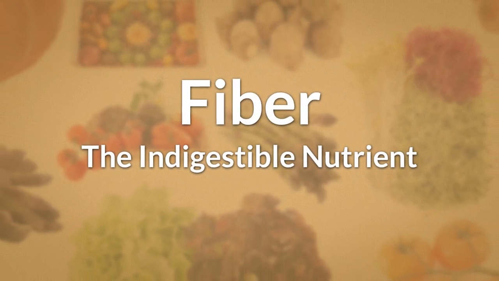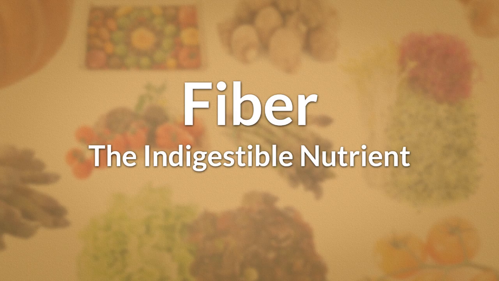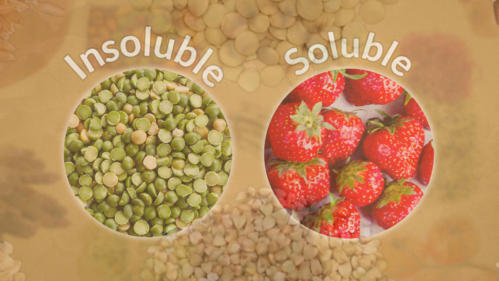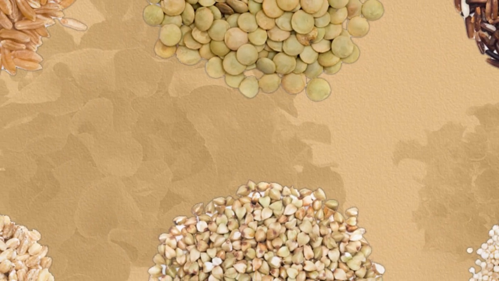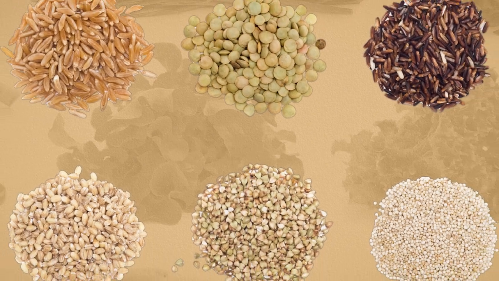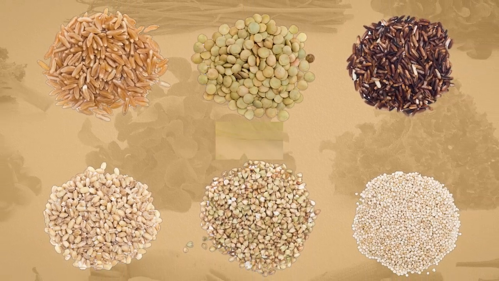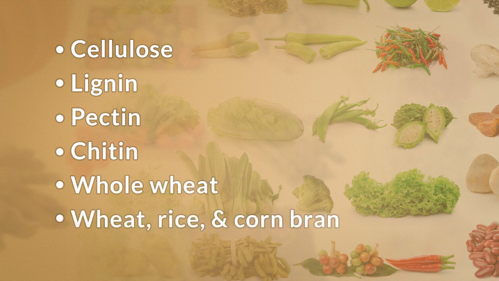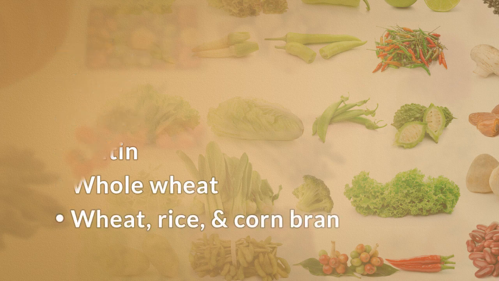Fiber is made up of nutrient indigestible materials. There are two kinds of fibers, insoluble and soluble. Insoluble fiber is composed of indigestible materials found in plant cell walls, stalks, grain husks, and shells. Examples of insoluble fiber include cellulose, lignin, pectin, chitin, whole wheat, and wheat, rice, and corn bran.